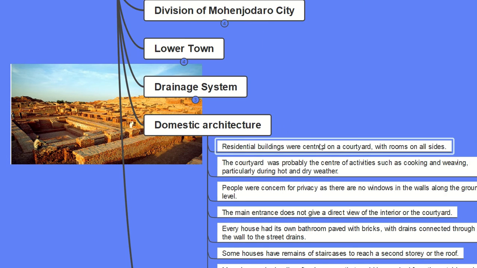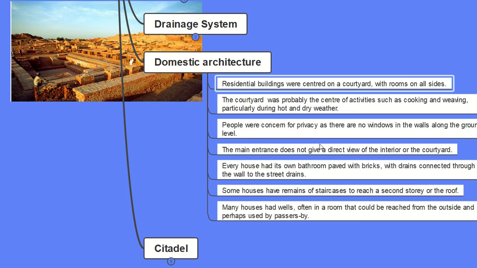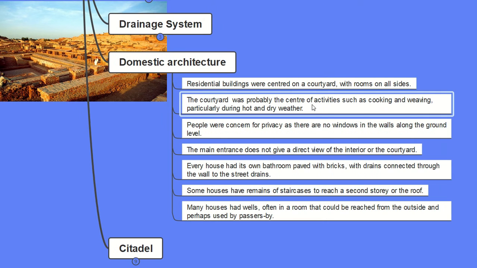In this section, we are going to look at the domestic architecture that existed during the Indus Valley civilization, or Mohenjodaro city. The residential buildings were centered with a courtyard with rooms on all the sides. The courtyard was probably the center of activities such as cooking and weaving, particularly during hot and dry weather conditions.